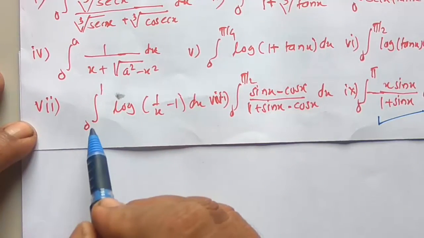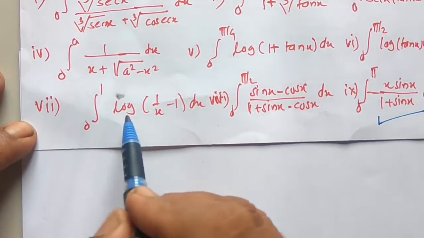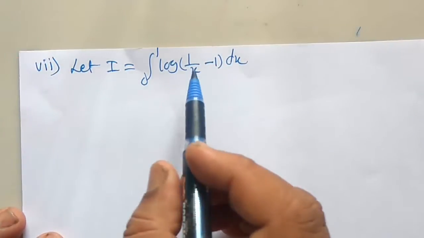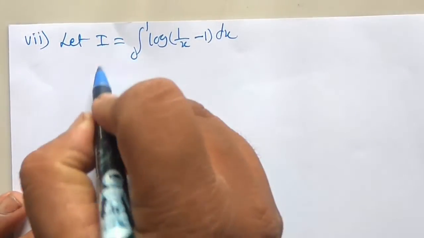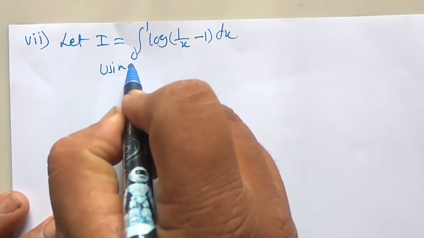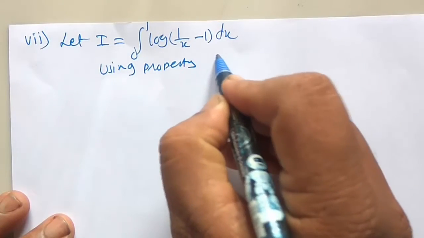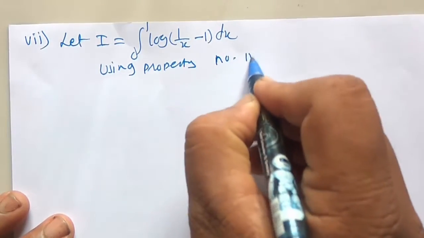Now example number 7. Integration 0 to 1 log of 1 upon x minus 1 dx. We denote this as I using property number 4.